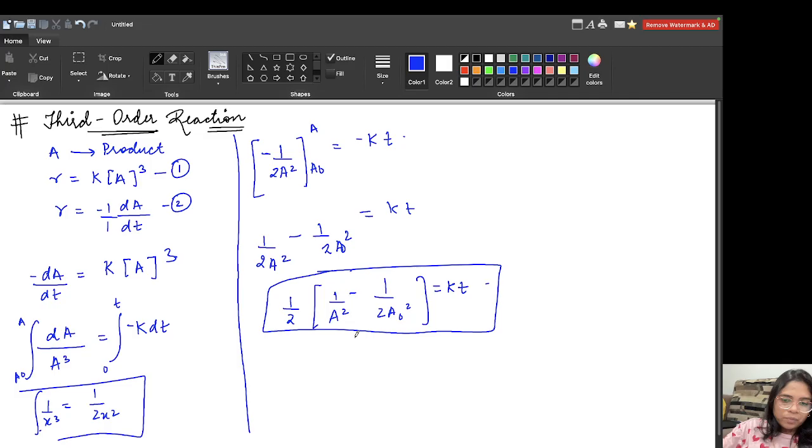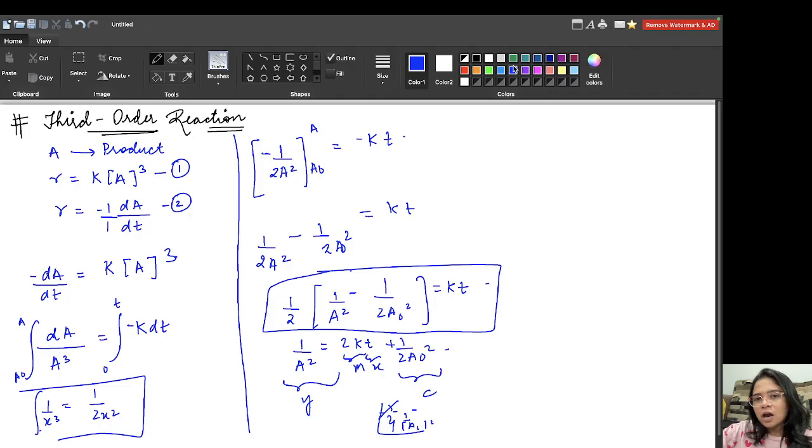And what will be the graph here? The graph will come from the same equation only. 1 upon a square is equal to 2kt plus 1 upon a naught square. This one will be your y axis. This is c, this is your m, and this is your x. So how will the graph look like? Graph will look like something like this. And this is your 1 upon a naught square.